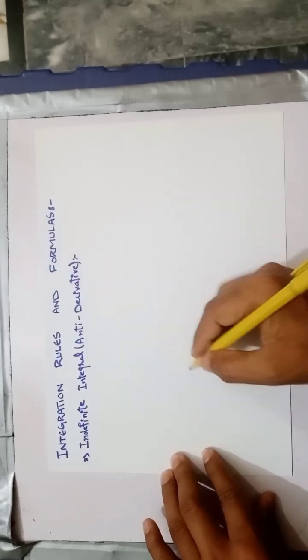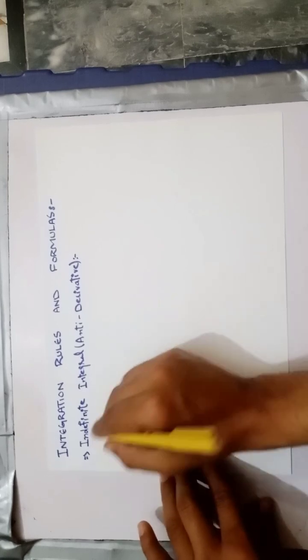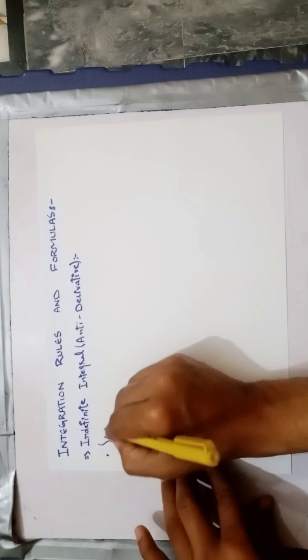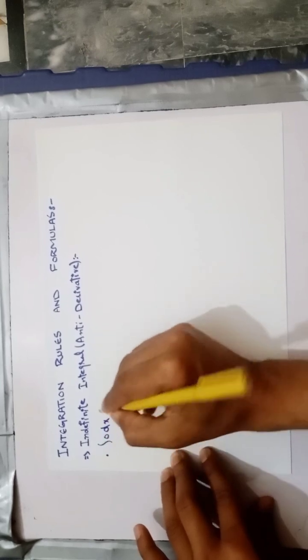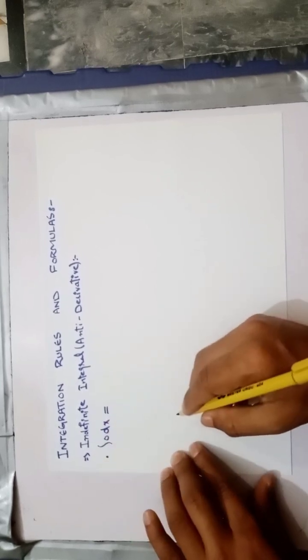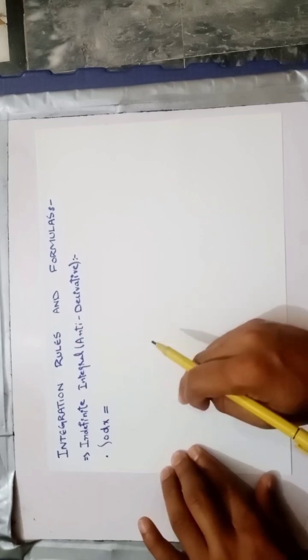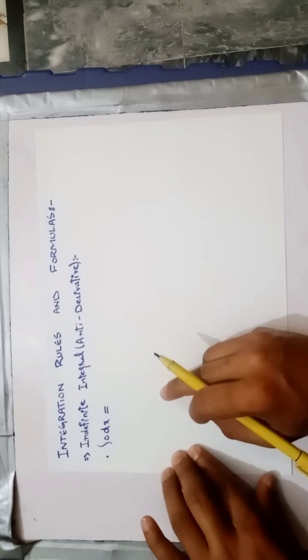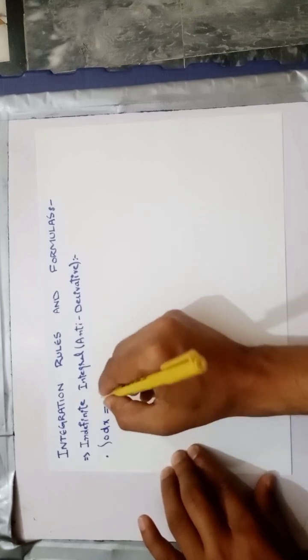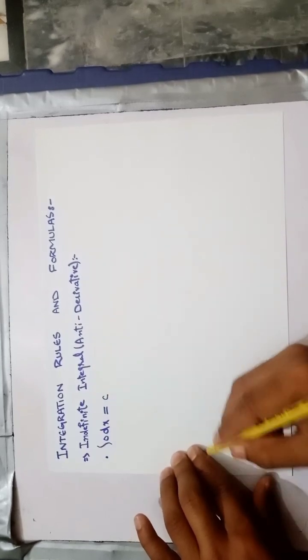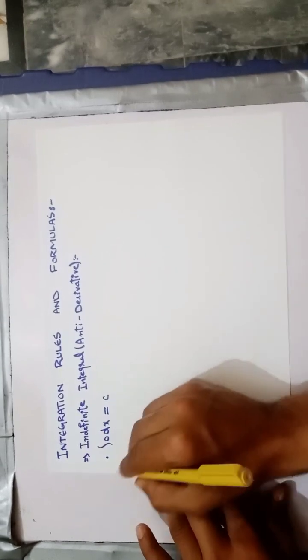So first of all, as usual, we want to find the integration of 0. As we know that the derivative of a constant function is 0, so the integration of 0 is the constant function c. C is a constant which does not vary.